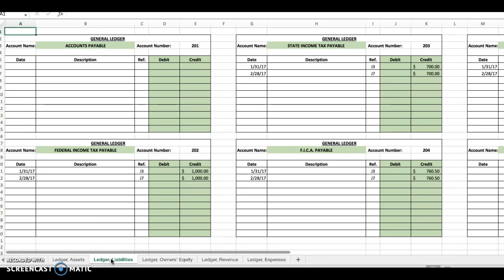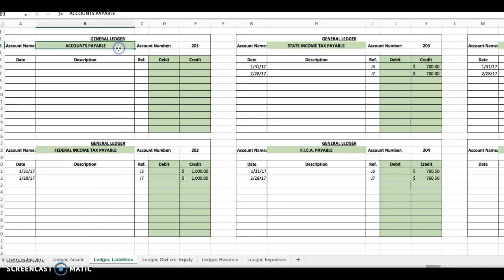If we look at liabilities, again, there would be a number of entries, probably in accounts payable, but we're not showing them here because they're not relevant to this particular lesson. But we do have some other accounts. We have federal income tax payable. And as you see, at the end of January, we would have credited $1,000. At the end of February, we would have credited $1,000 to income tax payable.